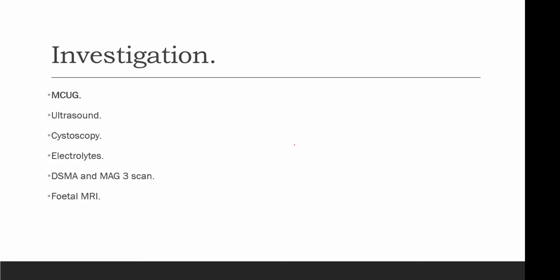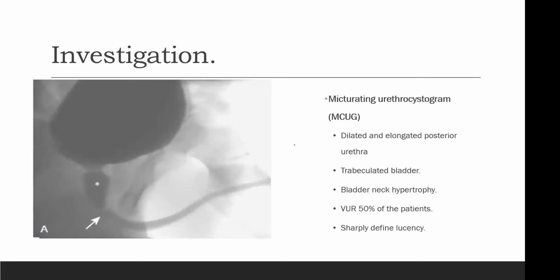So looking at our investigation measures, the gold standard is the MCUG, which is a micturating cystourethrogram, and we have ultrasound as well. Cystoscopy can be diagnostic and therapeutic as well. We also need to check the electrolytes, and we have nuclear medicine. Fetal MRI has also been described for difficult cases in utero.